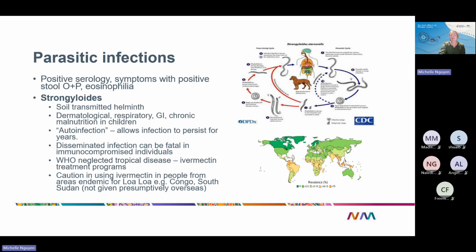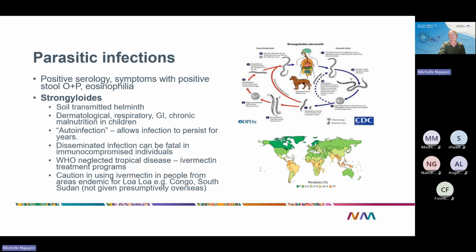As I already mentioned, this autoinfection term allows the infection to persist for many years. So basically, the parasite can enter the gut, get into the bloodstream, get into the lungs, and then people cough it up and swallow it back down. So the whole life cycle can occur within the human body, and it can be repeated multiple times. So it's possible that people can have strongyloides infection for decades.